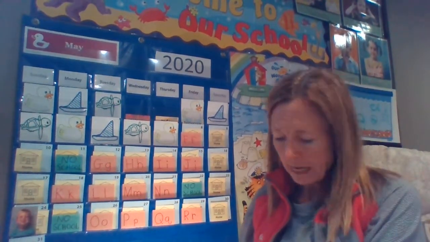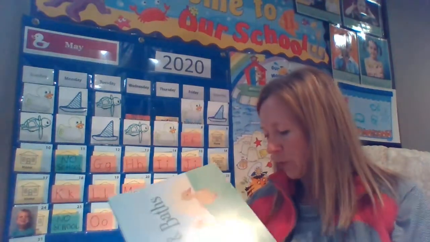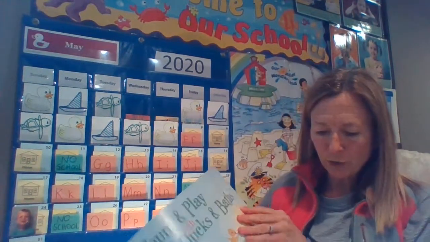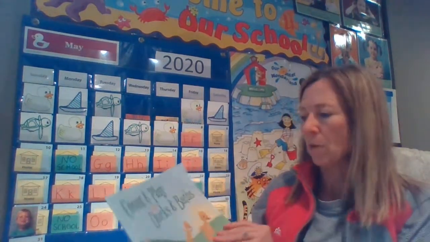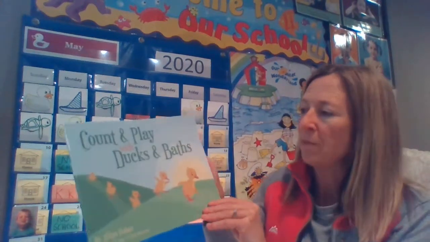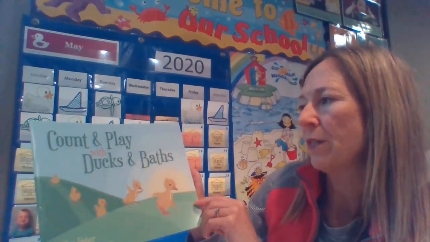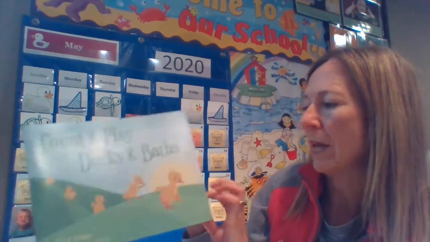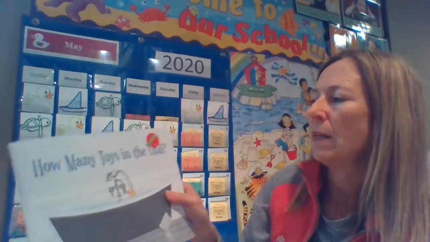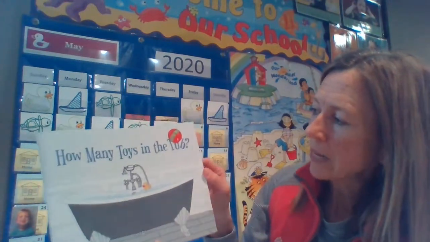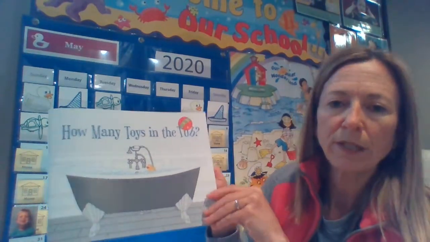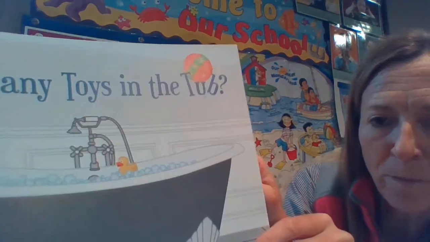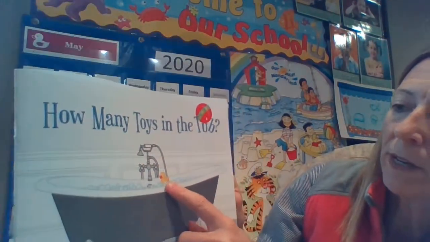All right, my friends. For math today, we have a story, and then I'm going to show you a subtraction equation. So we will talk about that in a moment. So in math this month, we are talking about counting and playing with tubs and baths. My story is called How Many Toys in the Tub? How many do you see in there right now? I just see one rubber ducky.